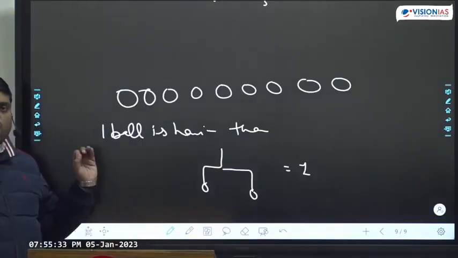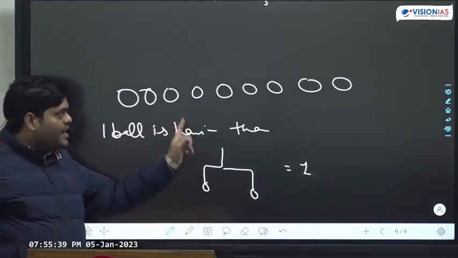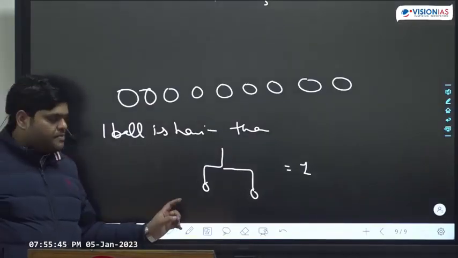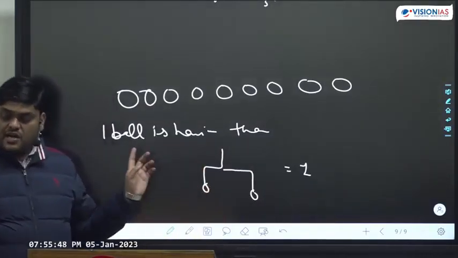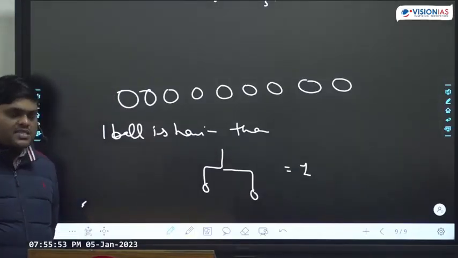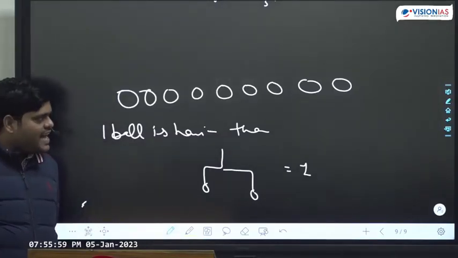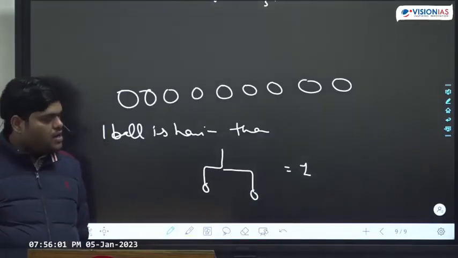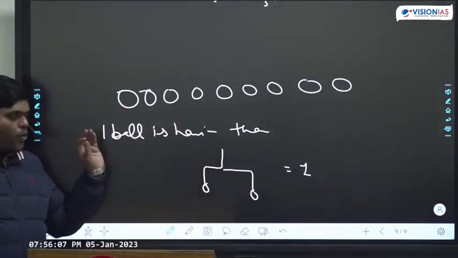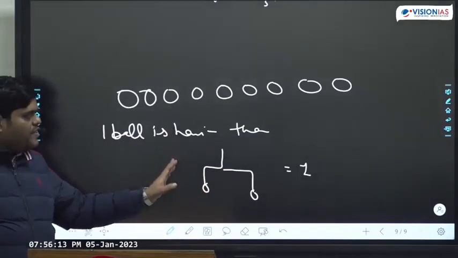The question is, what is the minimum number of times the person should use this machine to find out which ball is the heavier one? There are 9 balls. One ball is heavier than the other 8 balls. What is the minimum number of times the person should use this weighing machine to find out which ball is the heavier one?